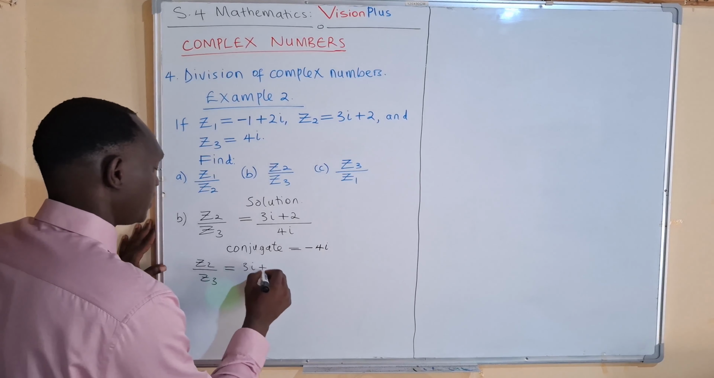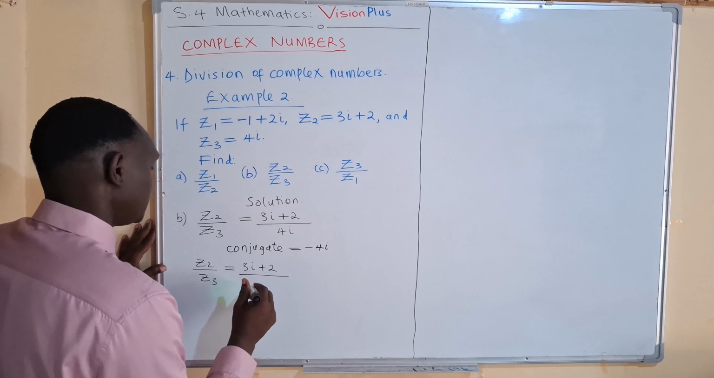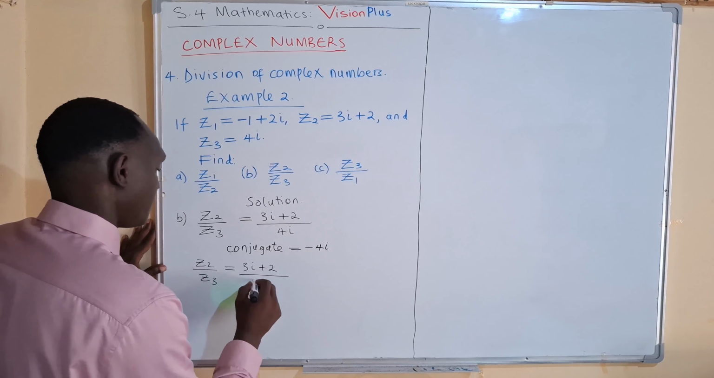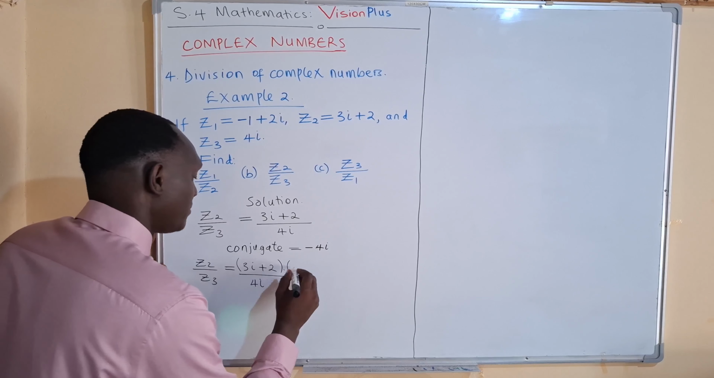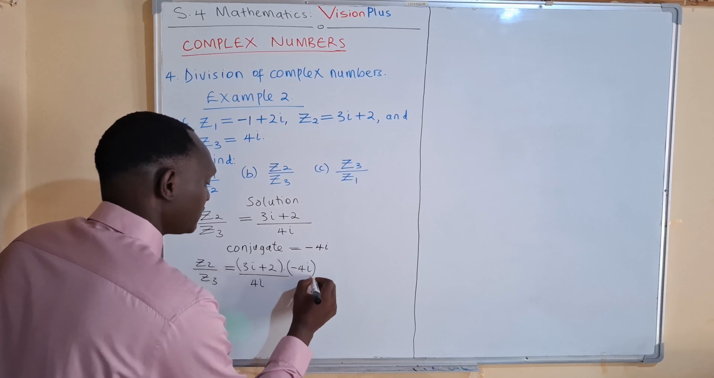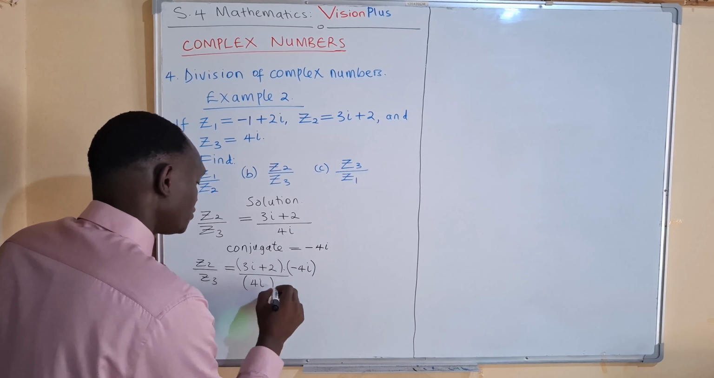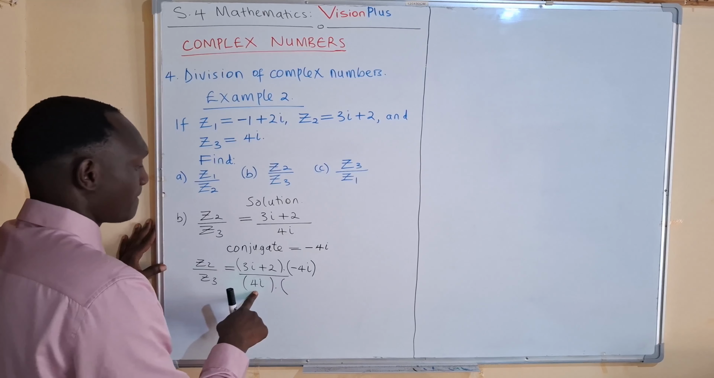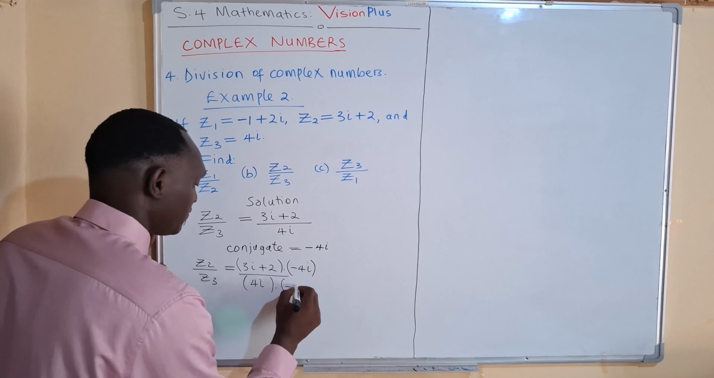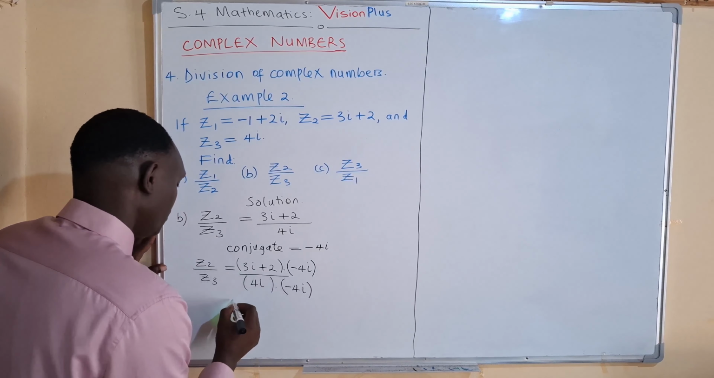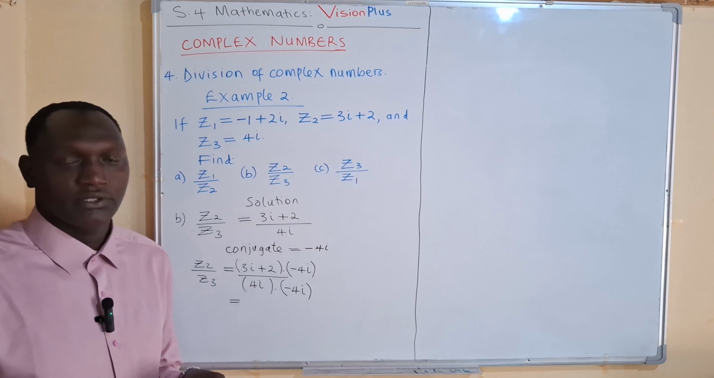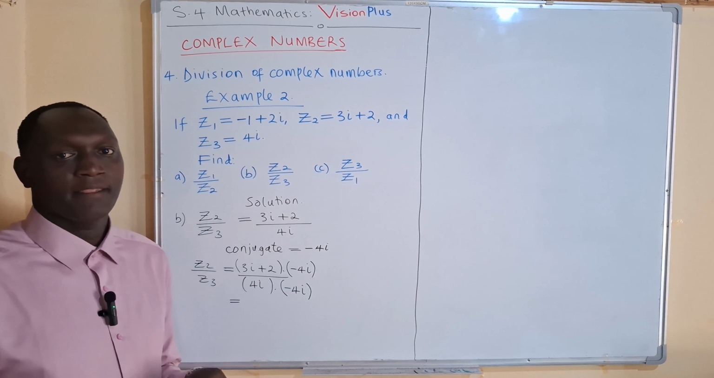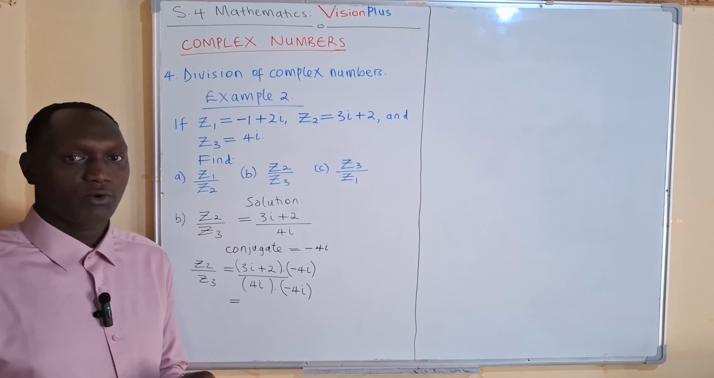After getting the conjugate of the denominator, then we now say Z2 out of Z3 equals, what is Z2? Still 3i plus 2 out of Z3, which is 4i. Remember, now we need to multiply the numerator, which is this, times the conjugate of the denominator, which is negative 4i. We also need to multiply the denominator by its conjugate, which is negative 4i. Then after this, the next step is simply multiplication and simplification. So please make sure you are familiar with how to multiply two or more complex numbers.